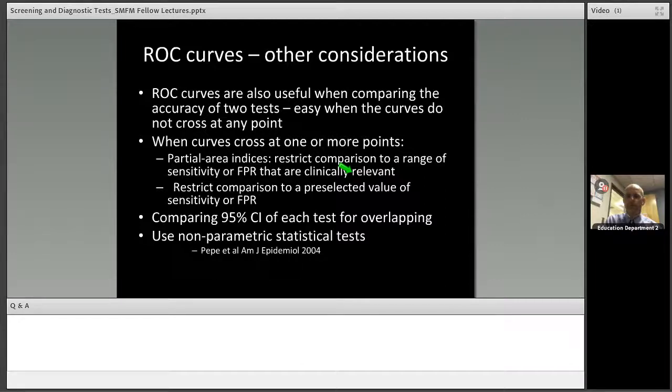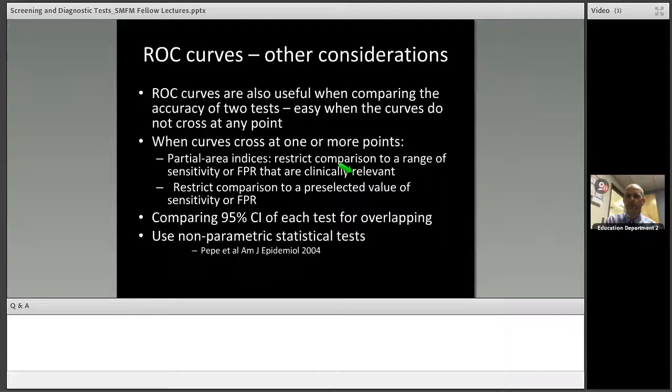On the other hand, you can just restrict the comparison, again, to a pre-selected value of a sensitivity or false positive rate that has been published in previous studies, and then you just want to compare this current study with those previous studies.